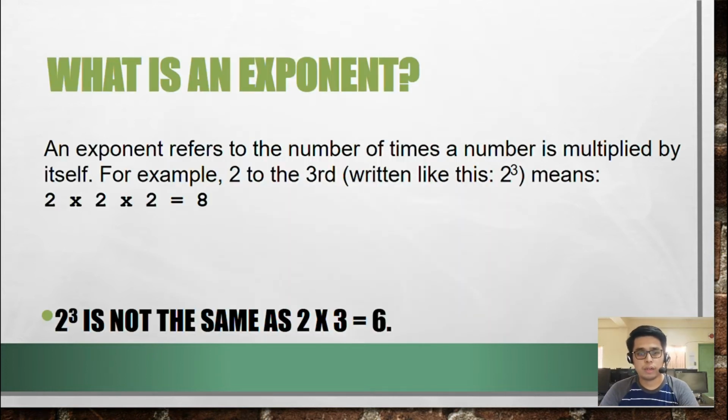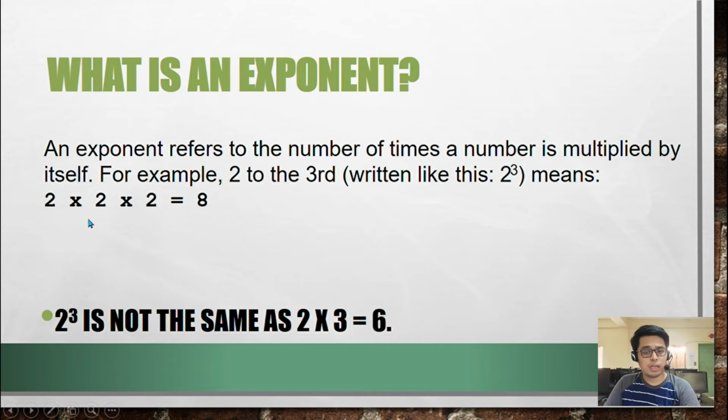So again, an exponent refers to the number of times a number is multiplied by itself. So kung number kasi, kailangan nating i-simplify siya further to its simplest form kung ano yung value niya. So for example, we have 2 to the third, written like 2 to the third power. Ang ibig sabihin niyan, kasi minumultiply mo siya ng ilang beses yung base na 2, sa tatlong beses sa kanyang sarili.